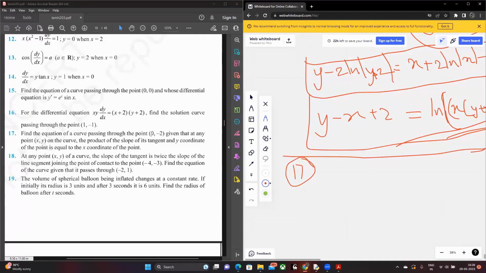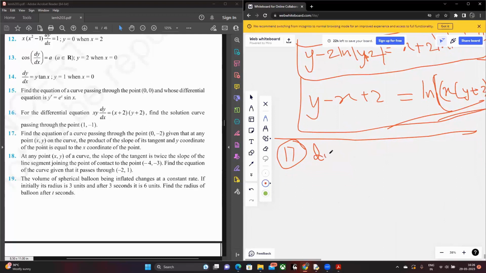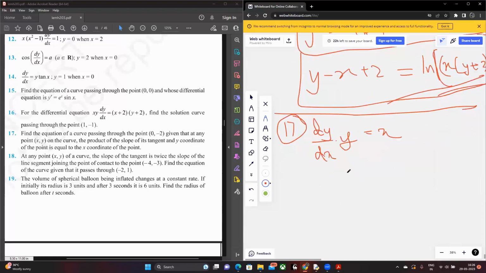Going to question number 17, right? Find the equation of a curve passing through (0, minus 2), given that at any point (x, y) on the curve, the product of the slope of the tangent to the curve at any point, dy by dx, and the y coordinate of the point is equal to the x coordinate of the point, right? So y dy is equal to x dx.